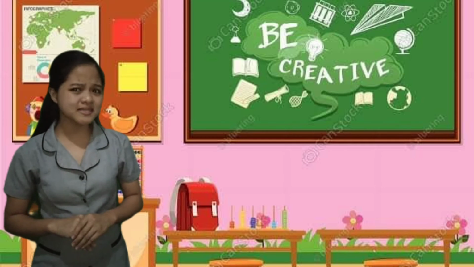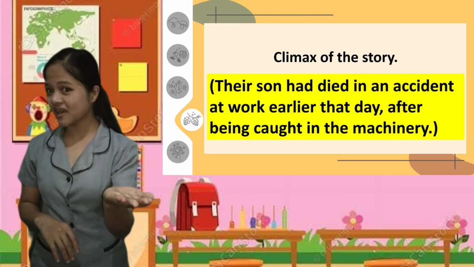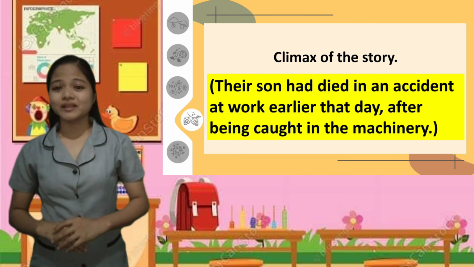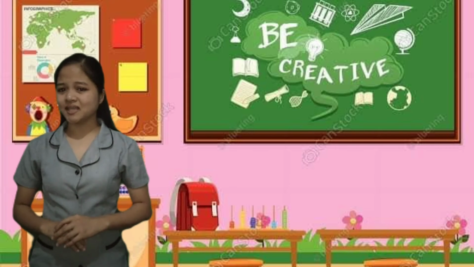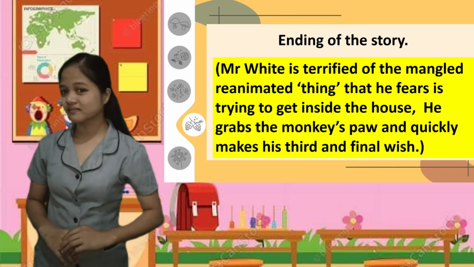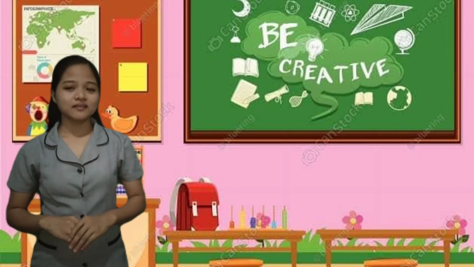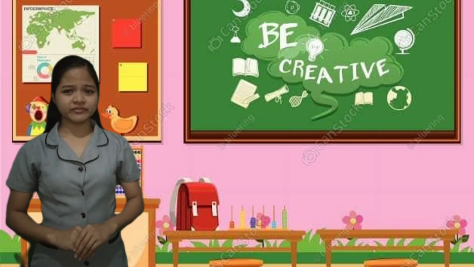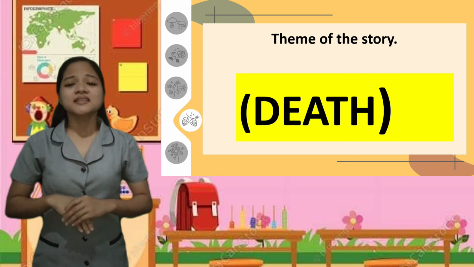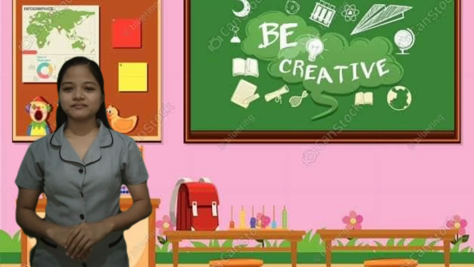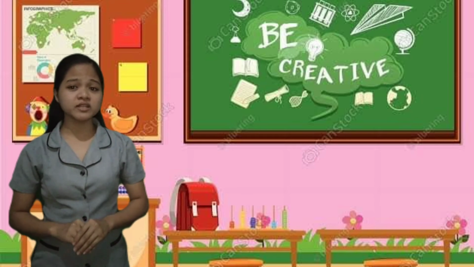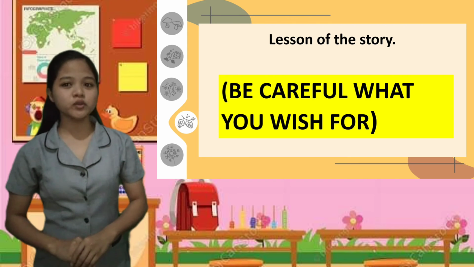For number 4, what is the climax of the story? Yes, Saskia? Very good. Let's proceed to number 5. What is the ending of the story? Yes, Dustin? Excellent. Now for number 6, what is the theme of the story? Yes, Jansen? Exactly. The story is all about death. And lastly, number 7, the moral lesson of the story is be careful what you wish for.